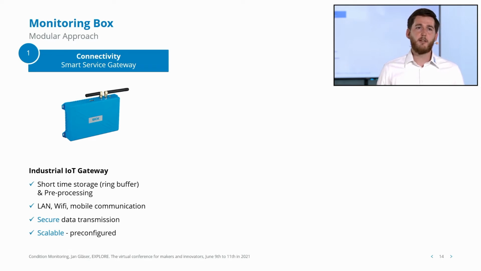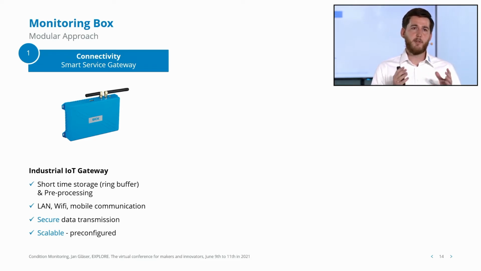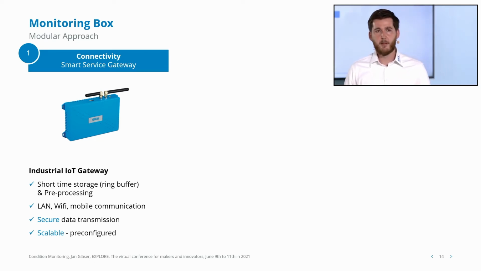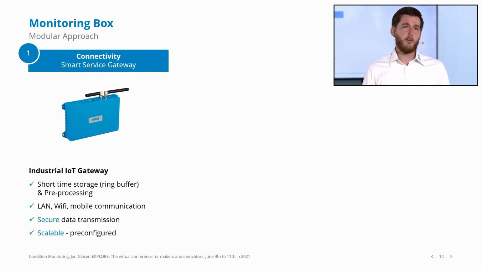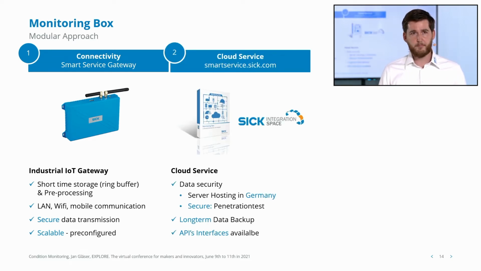You can connect it via LAN, via Wi-Fi, or also via mobile connection if necessary. And we have secure data transmission from the sensor over the gateway to the cloud. And all in all, it's scalable because it's pre-configured. This is a standard solution, of course. It's also possible to use other gateways, also external gateways. Then of course it's customized, but also possible.